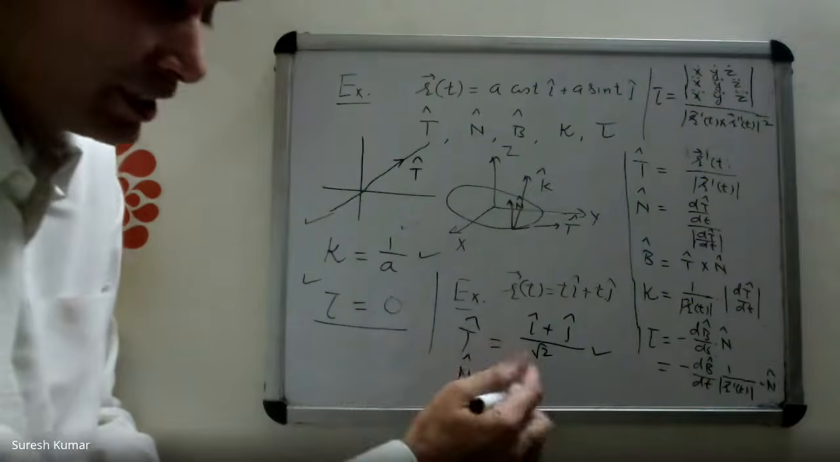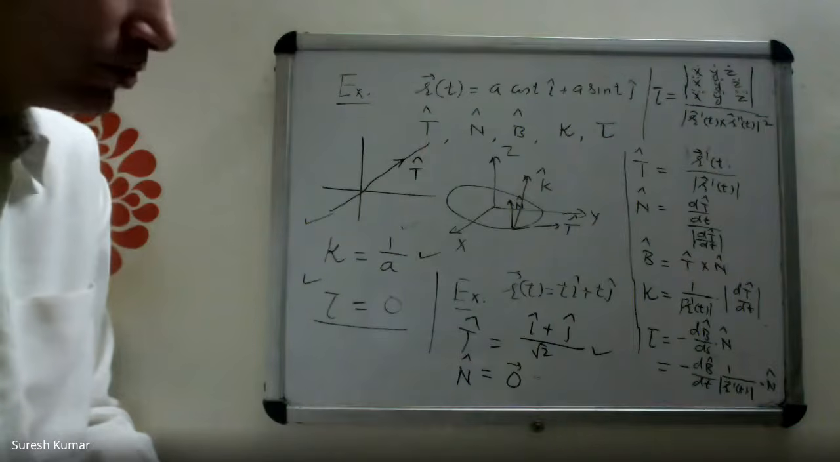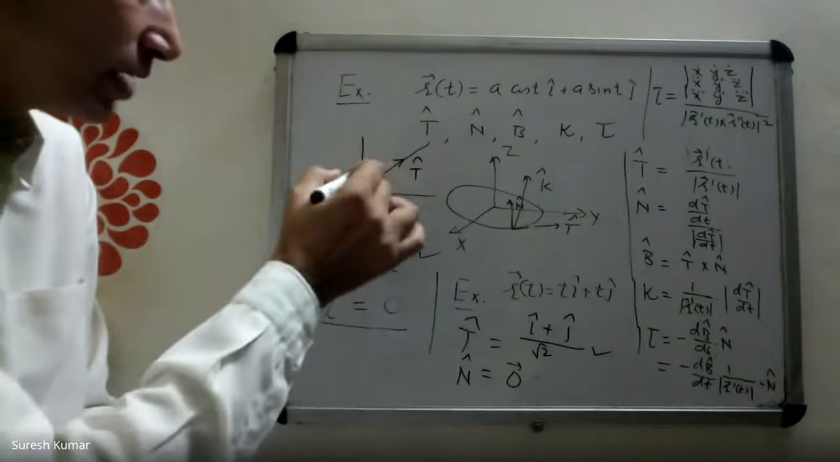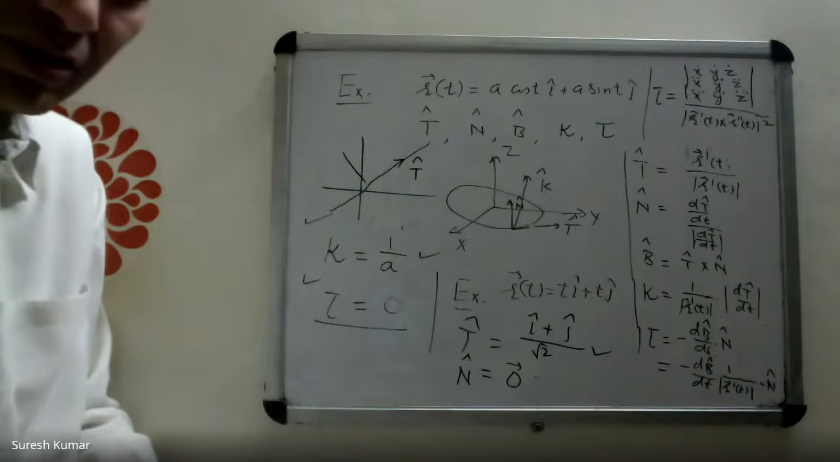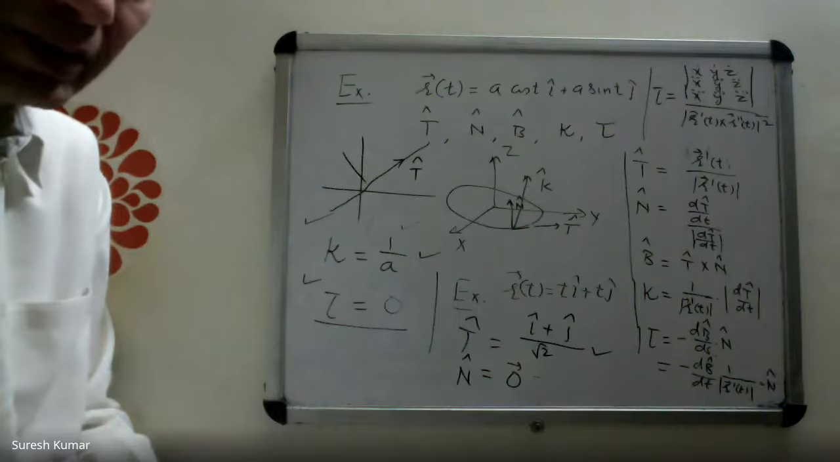If you further differentiate it, you are getting 0. It's a sort of confusion. I'm seeing a line, but I'm not finding normal. Is it wrong? We should get normal.